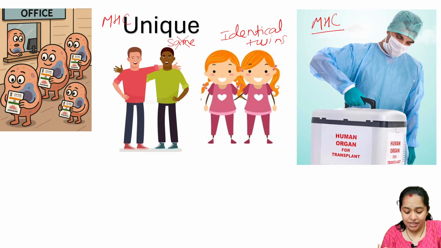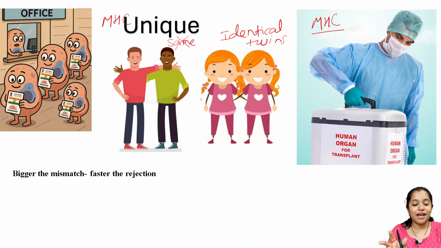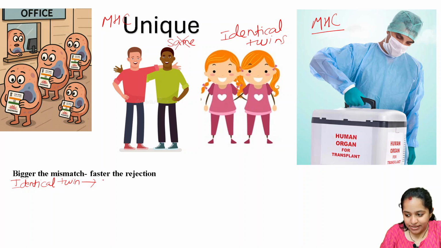Now, you see, bigger the mismatch, faster is the rejection. Let me tell you what this means. We'll start with identical twins. One identical twin is transplanting an organ to the other twin. So, what happens here? They share the same MHC. They have the same Aadhaar card. So, there is very little chance of rejection, a very low rate of rejection.